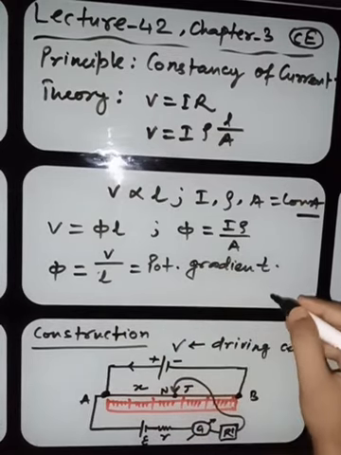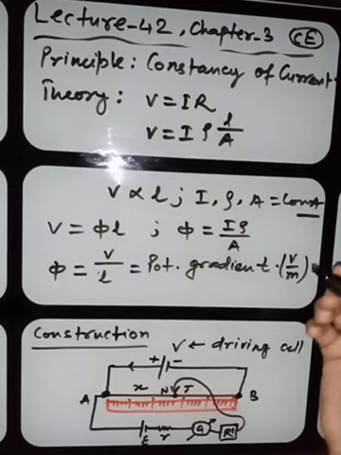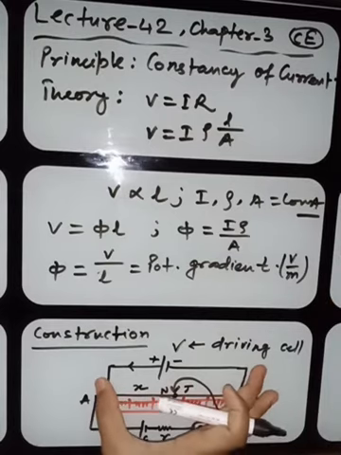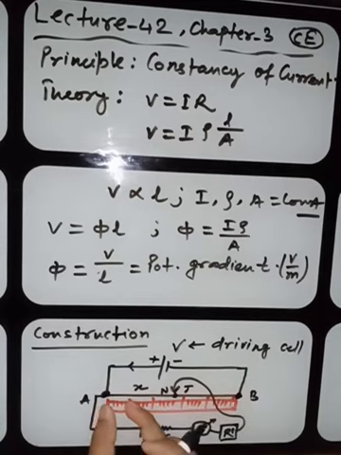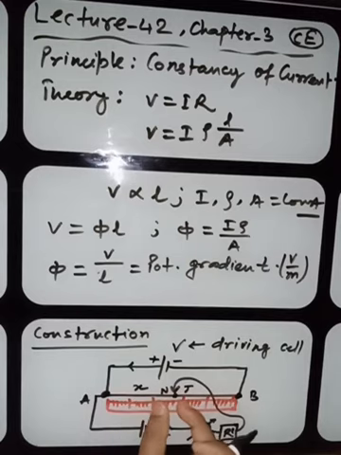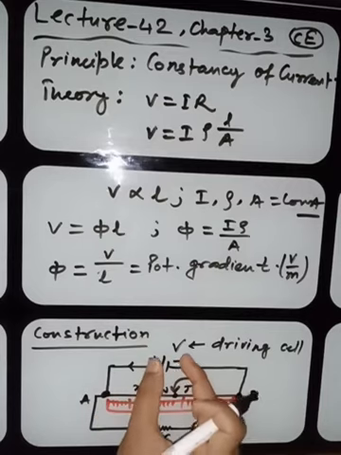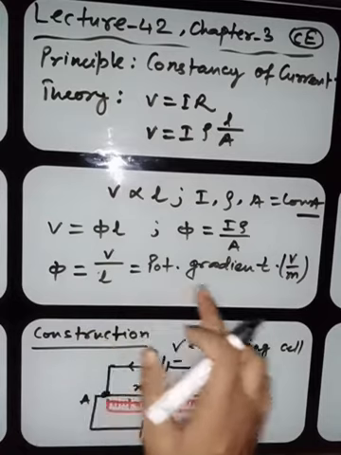This is called the potential gradient, and you must remember it is volt per meter. What does volt per meter mean? Suppose you have supplied 10 volt from the driving cell, and the length of the potentiometer is 10 meter. Then 1 meter of wire will give you 1 volt, another 1 meter will give you 1 volt, another 1 meter 1 volt. So the 10 meter wire is using 10 volt, and for each 1 meter we have how much? 1 volt. So this is called the potential gradient.